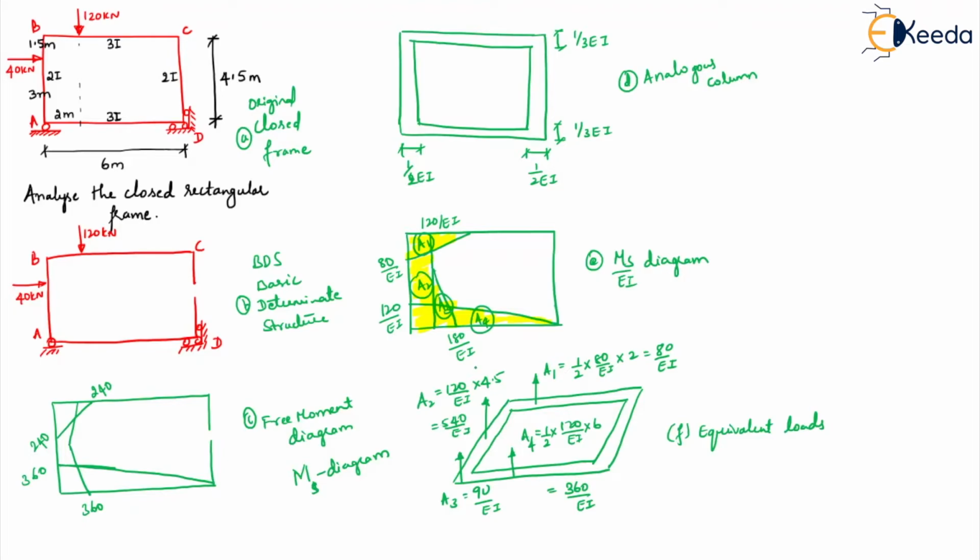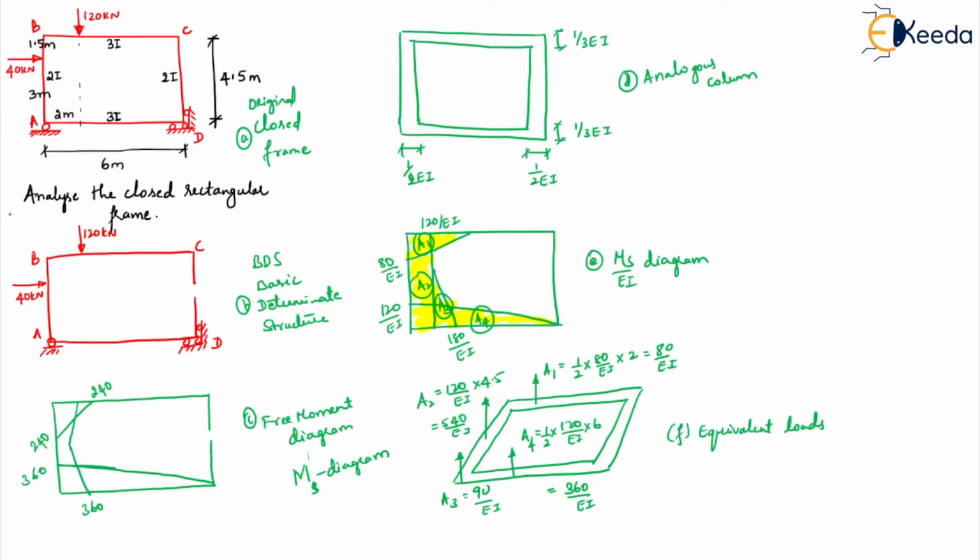So these are the different things which we have to calculate: from the original closed frame to the basic determinate structure, then the free bending moment diagram, then the analogous column, then the MS by EI diagram. Because the MS by EI diagram is very clumsy and the loadings are overlapped, in order to avoid the repetitive loadings, we have to convert them into the equivalent load. That is nothing but converting those shapes into areas. Okay, so now after this, we'll find the properties of the analogous column.